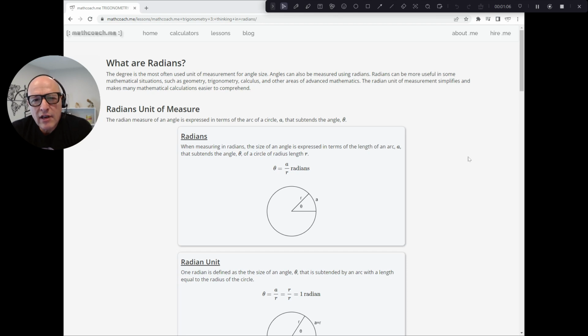So it's part of our language. We're really familiar with degrees. On the other hand, not so much with radians. So although it's very useful in mathematics to express things in radians, it takes a little bit to get used to them. So that's what we're going to explore in this lesson.